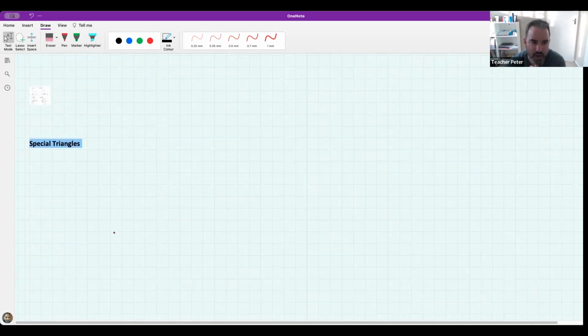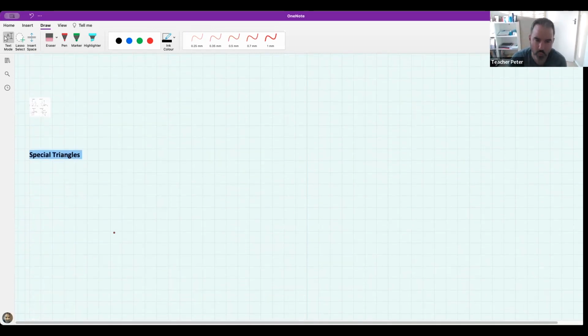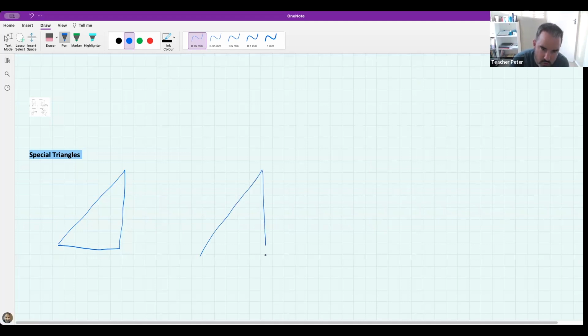Now in the next part of this lesson, we are going to use something called special triangles. I just want to give you a quick summary of what special triangles are. Special triangles are known triangles that we use to evaluate trig ratios. The question will often say you are not allowed to use your calculator.